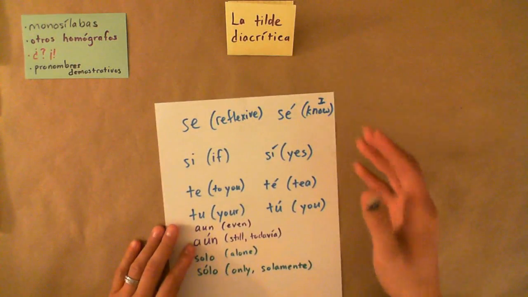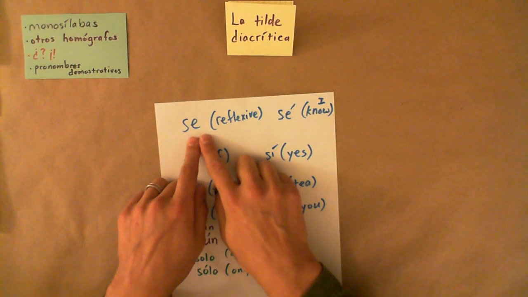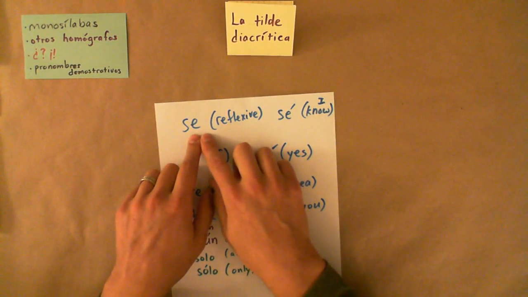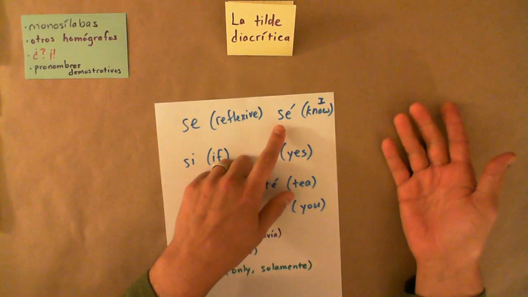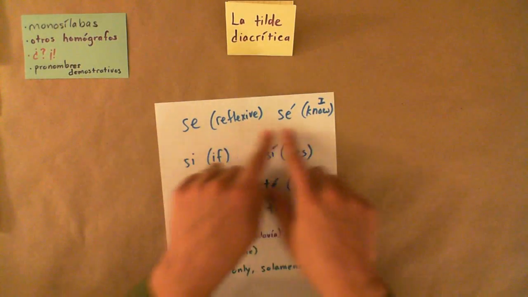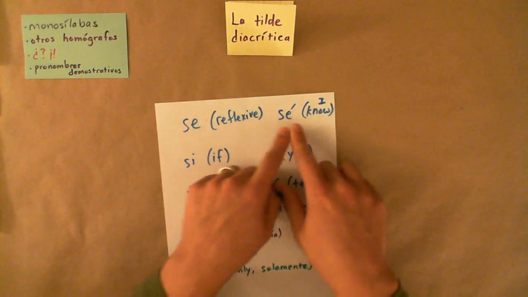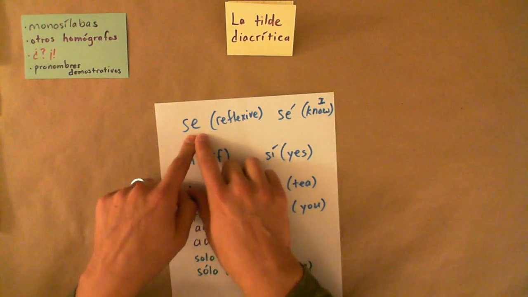Se meaning reflexive, like como se llama, or that kind of thing. And then sé meaning I know. Sé, like yo no sé. Yo no sé cómo se llama. I don't know what his name is.